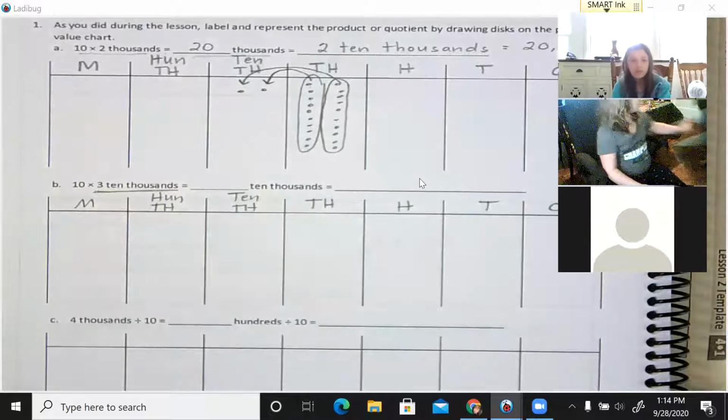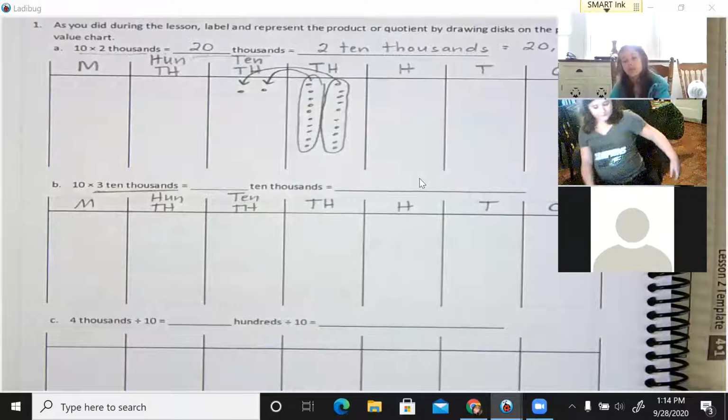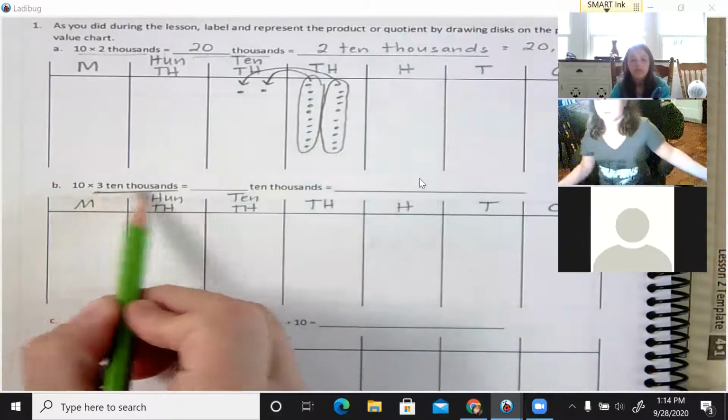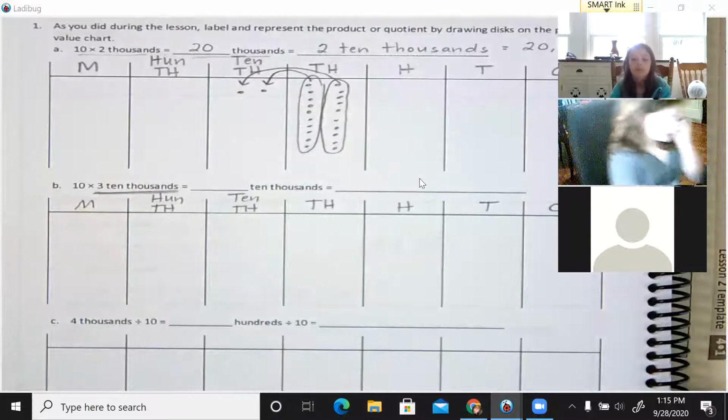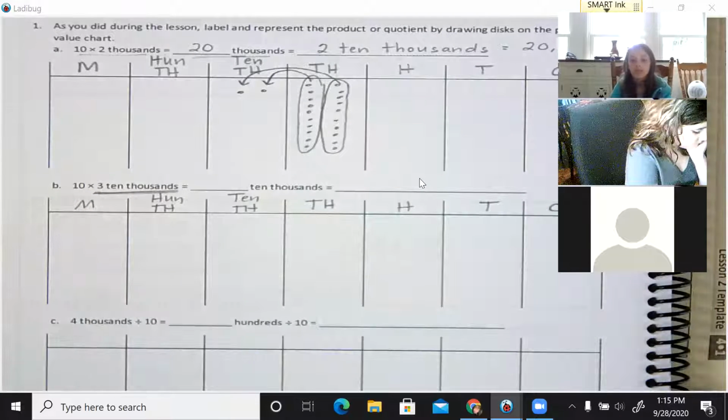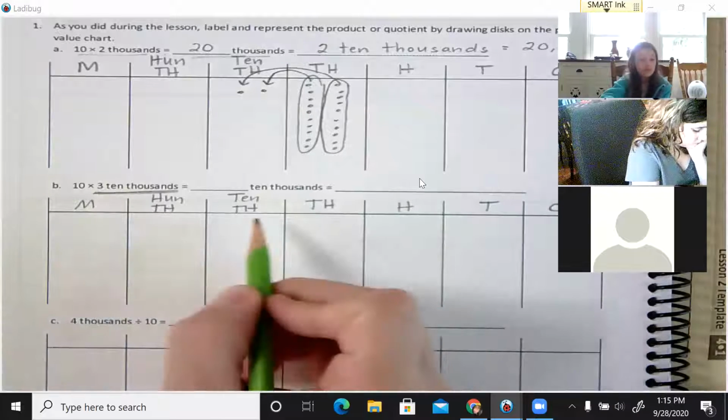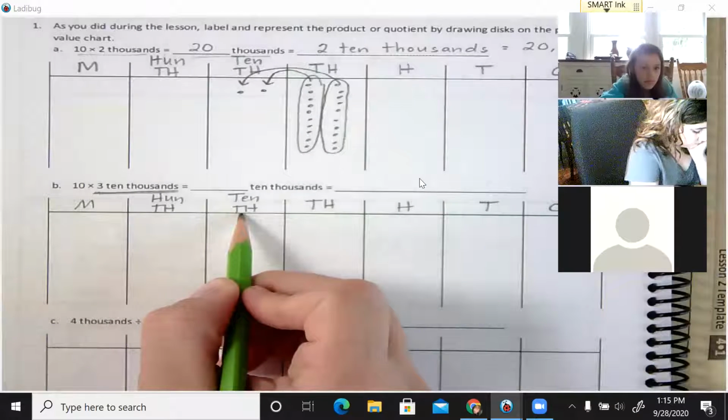Oh, you are going to draw 30,000. Soren, read this for me. Just read what I have underlined. 3 10,000s. And that's where we're going to start. So we're going to go to the 10,000s column.